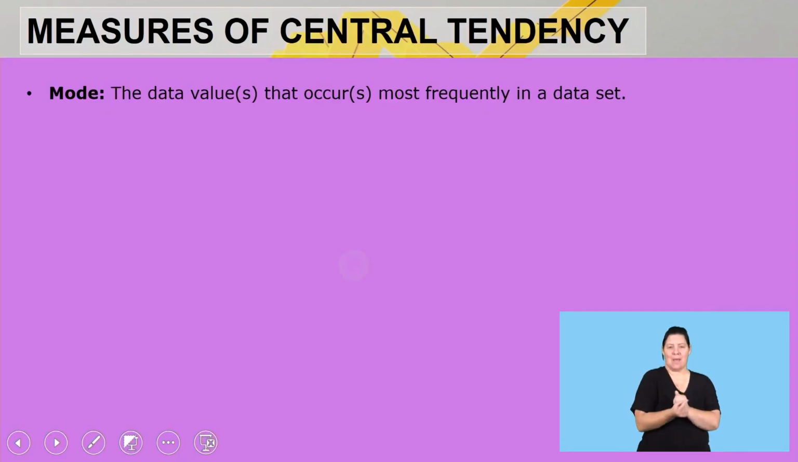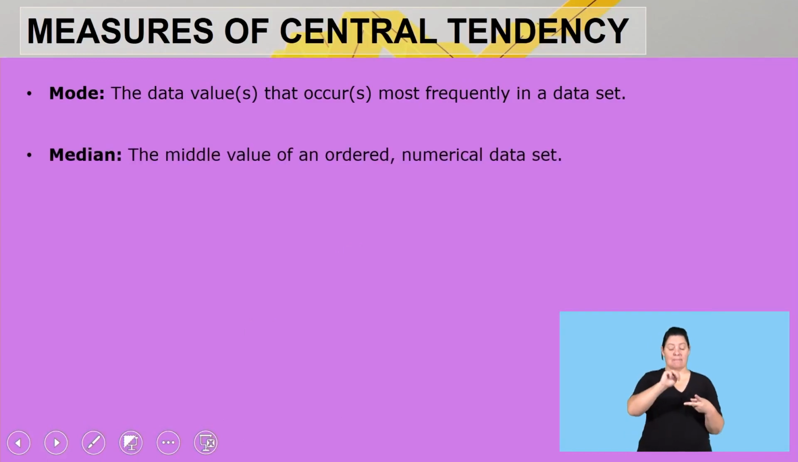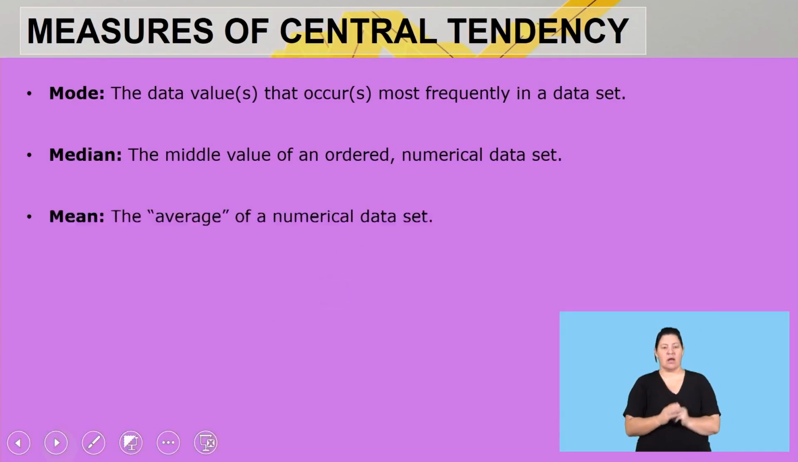We will now look at measures of central tendency. Just a bit of background again. Remember, the mode is the data value or values that occurs the most frequently in a data set. Our median is the middle value of an ordered numerical data set. And also important is that our mean is the average of a numerical set.